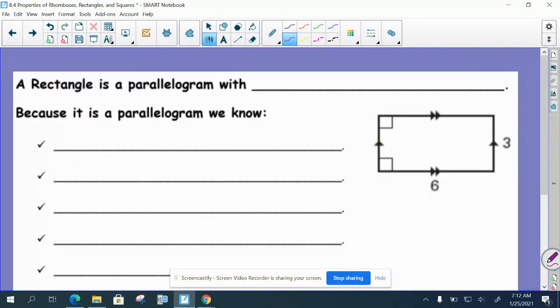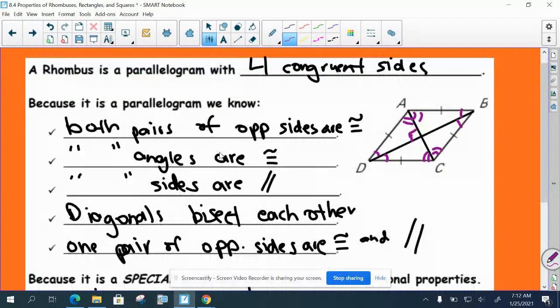The next special parallelogram is the rectangle. A rectangle is a parallelogram with the special property of four right angles. Here you have a rectangle, opposite sides are parallel, and the right angles are shown. Because it's a parallelogram, I don't have to say everything over again. I'm just going to repeat what we said before.